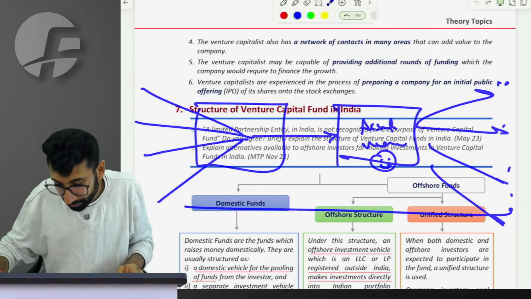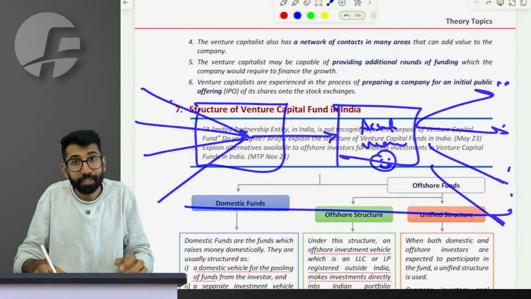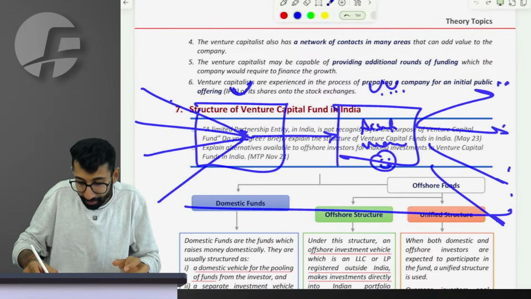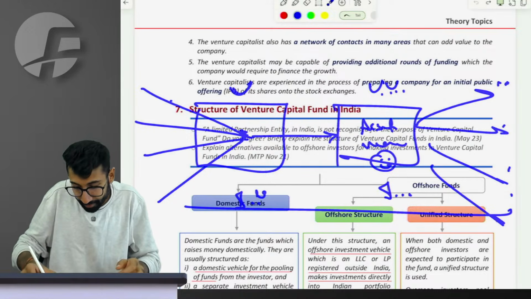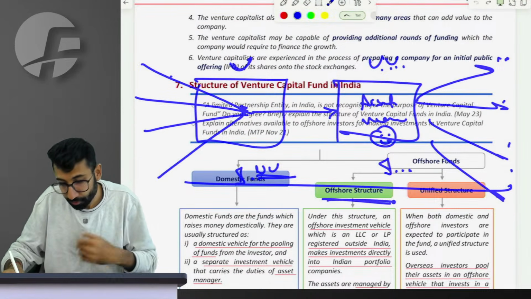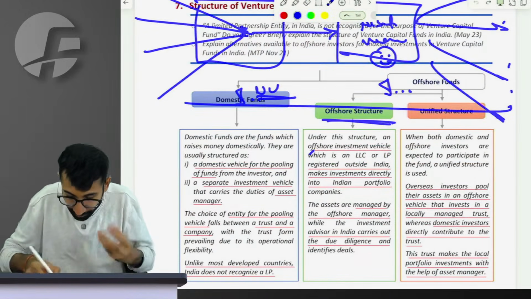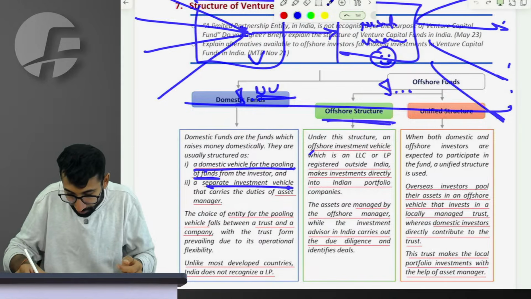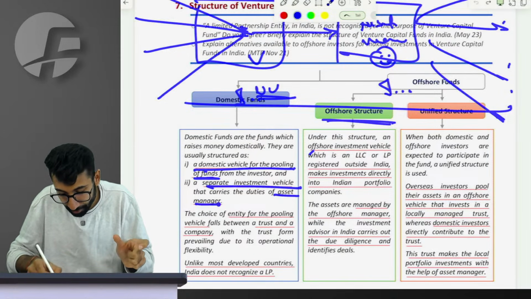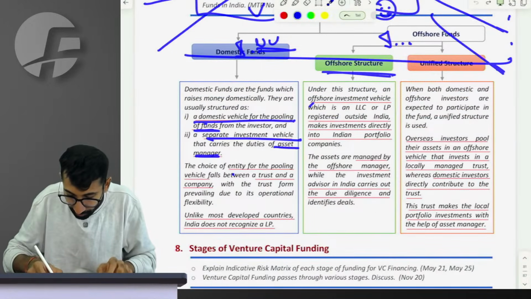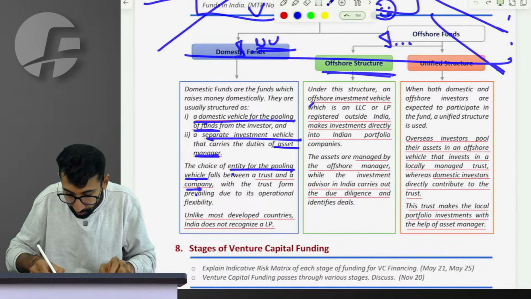Perfect. So this is the amount people in the class. One is the pooling vehicle, another is the asset management company. This is India, this is India, this is the domestic one. Another possibility, offshore structure. Sir, let me read it. A domestic vehicle for pooling the money from the investor is there. A separate investment vehicle, which is the asset management company, also Indian, does the job of investing the money.